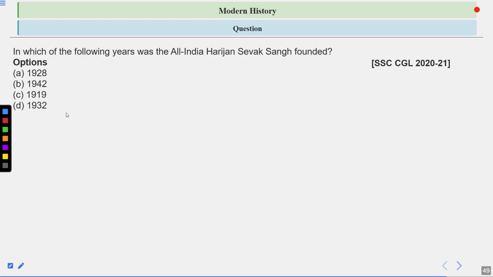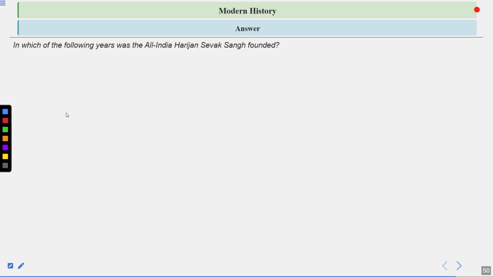In which of the following years was the All India Harijan Sevak Sangh founded? Options are 1928, 1942, 1919, 1932. To answer, 10 seconds are there. Time starts now. Time's up. The correct answer is 1932. Solution.